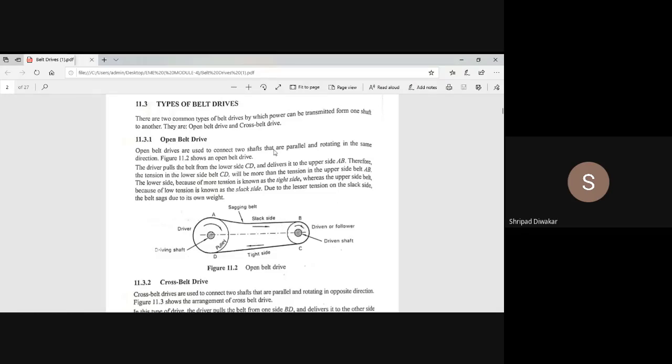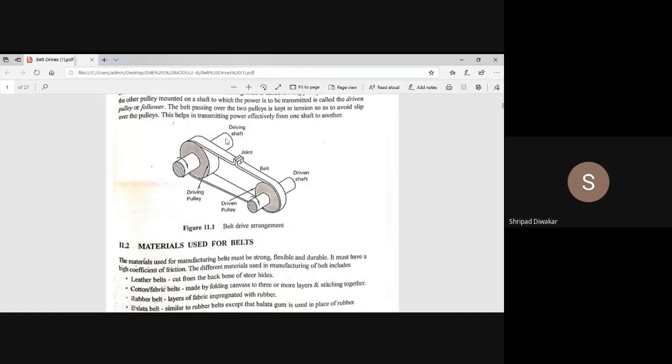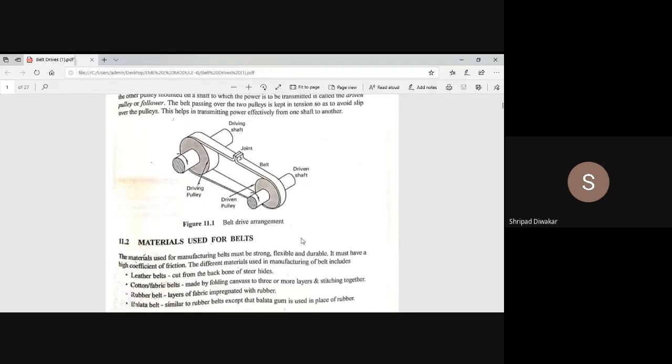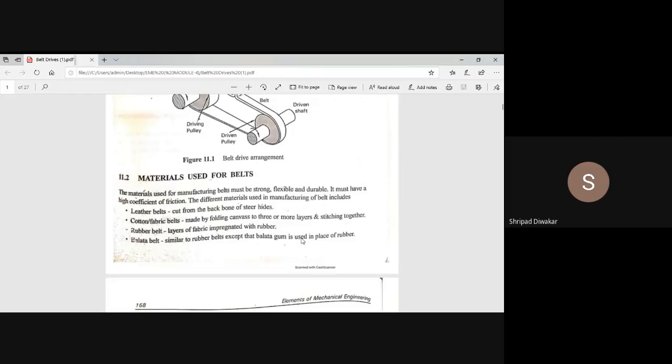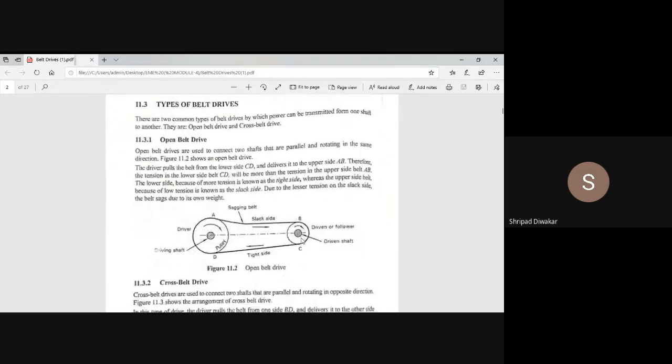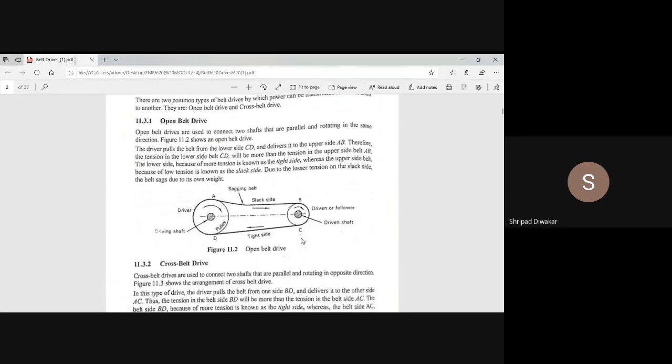Remember, this is your driving shaft. As I said, the pulley is mounted on the shaft. So this is a shaft, as I said in the first diagram. This is the shaft and this is also a shaft. So in the open belt drive, we have two sides: the tight side of the belt and the slack side of the belt.